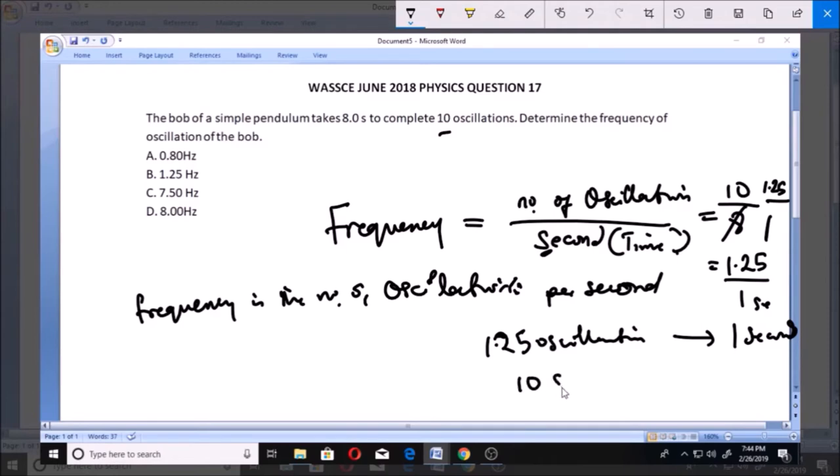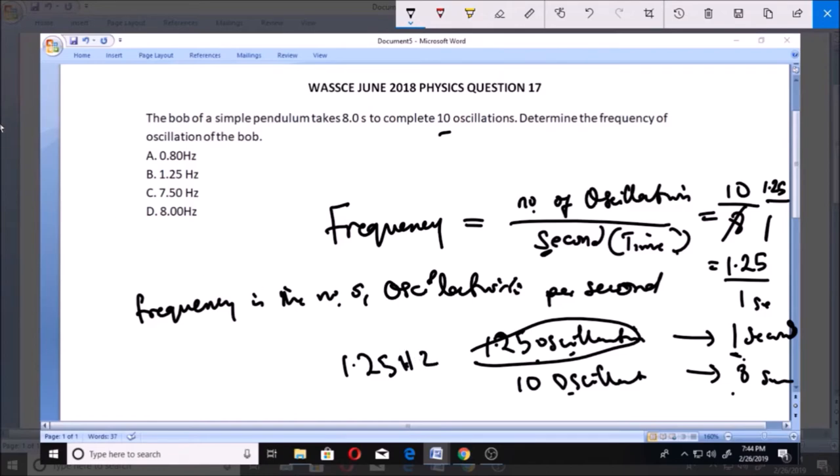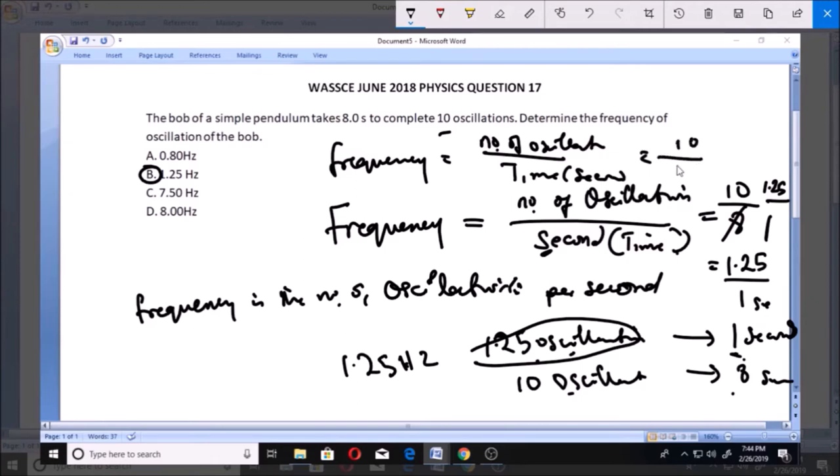Whereas you had 10 oscillations done in how many? 8 seconds. So if you can do 10 oscillations in 8 seconds, that means you can do 1.25 in 1 second. And the amount of oscillation that you can do in 1 second is the frequency. So the frequency is 1.25 hertz. That is why B is the correct answer, because frequency is simply number of oscillations all over time in seconds. So number of oscillations here is 10 and time is 8 to give us 1.25 hertz. That is the answer to the problem.